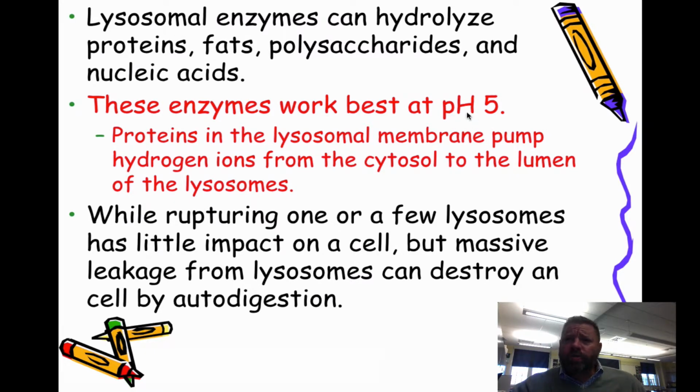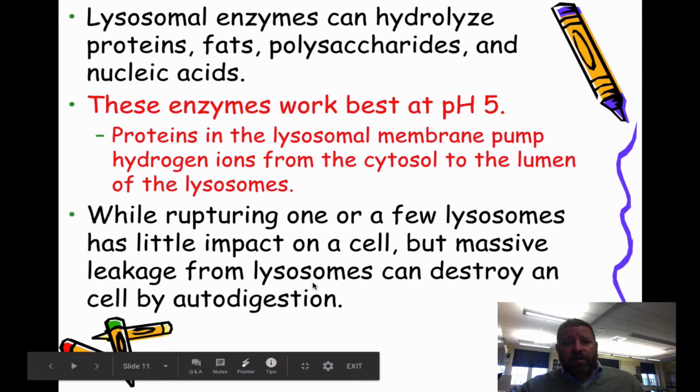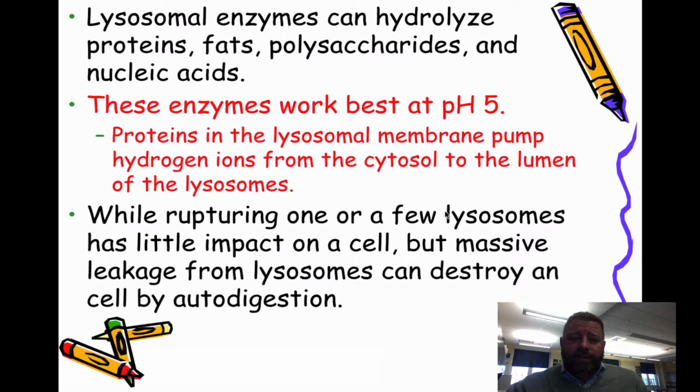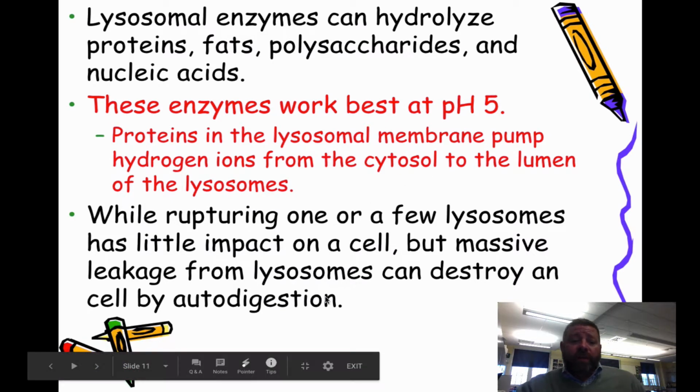So here's part of the issue. Your cells want to be around pH 7 or neutral. So this is about 100 times more acidic inside the lysosome than in the surrounding part of the cell. So one of the things that can happen is that we have this thing called autodigestion, or sometimes called autophagy, P-H-A-G-Y. Autodigestion or autophagy is a way for cells to be destroyed.